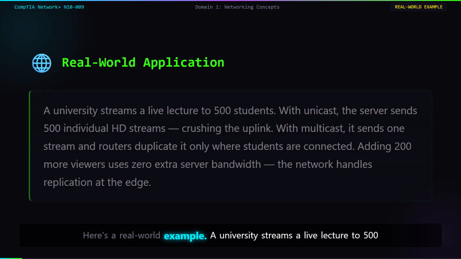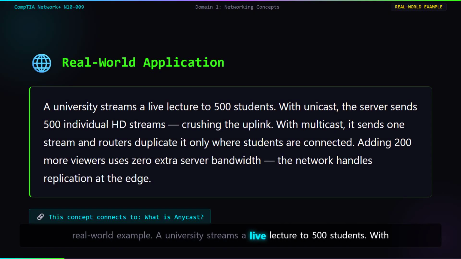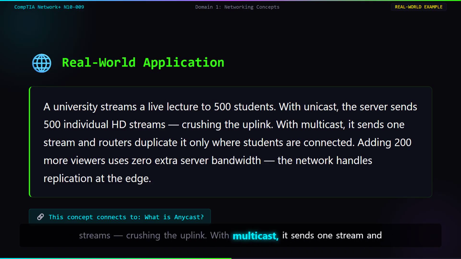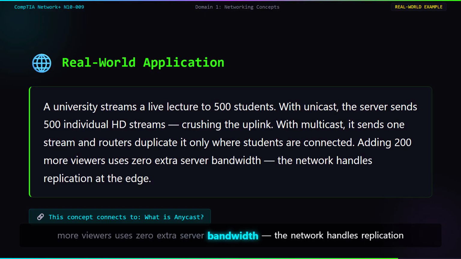Here's a real-world example. A university streams a live lecture to 500 students. With Unicast, the server sends 500 individual HD streams, crushing the uplink. With multicast, it sends one stream and routers duplicate it only where students are connected. Adding 200 more viewers uses zero extra server bandwidth. The network handles replication at the edge.